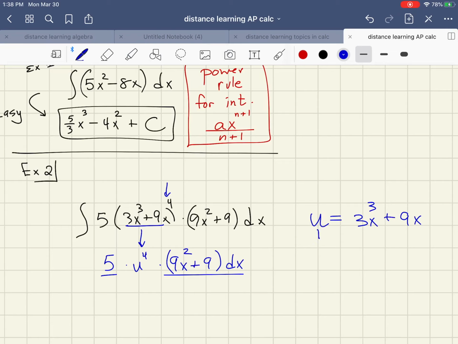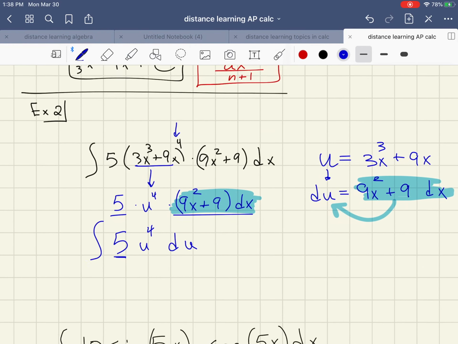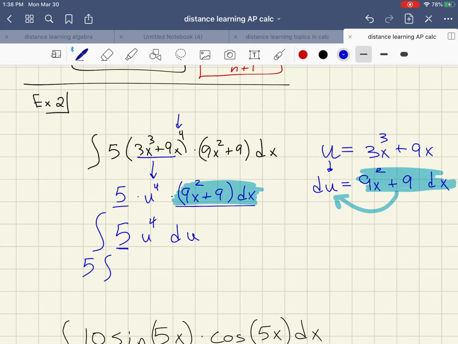So that means I'm going to find the derivative of u, and I get 9x squared plus 9 dx. So it's going to be this whole piece right here is going to be du. So I have 5 u to the fourth du in an integral. I'm going to take that 5 out, and have 5 times the indefinite integral of u to the fourth du.